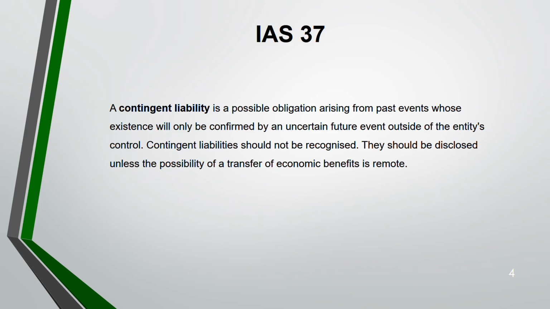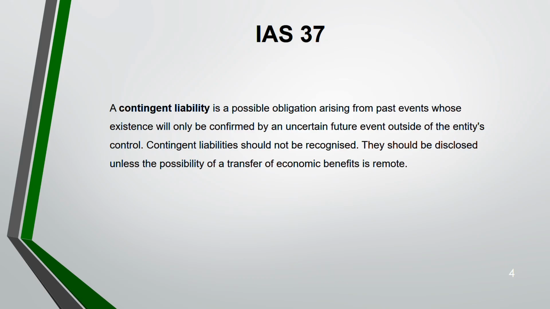So from provision, let's move on to the next, which is contingent liability. A contingent liability is a possible obligation that can arise from a past event and whose existence will only be confirmed by an uncertain future event which is outside the entity's control.